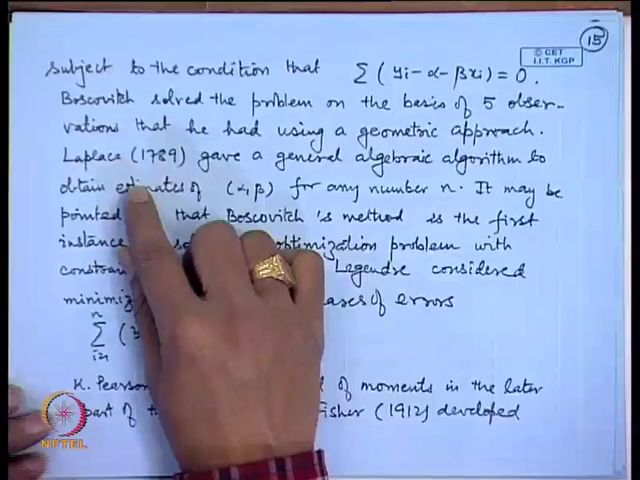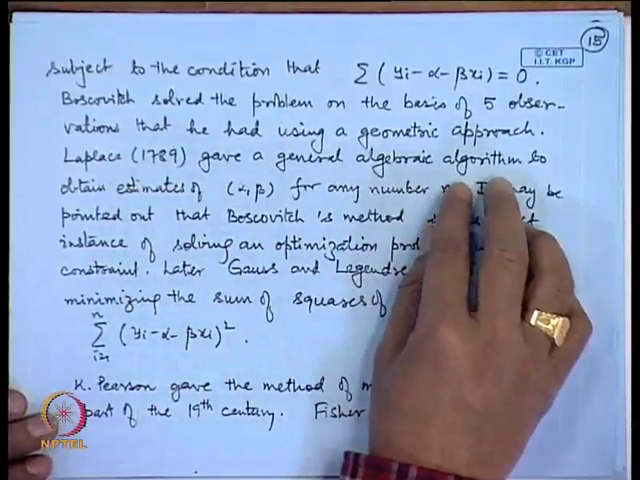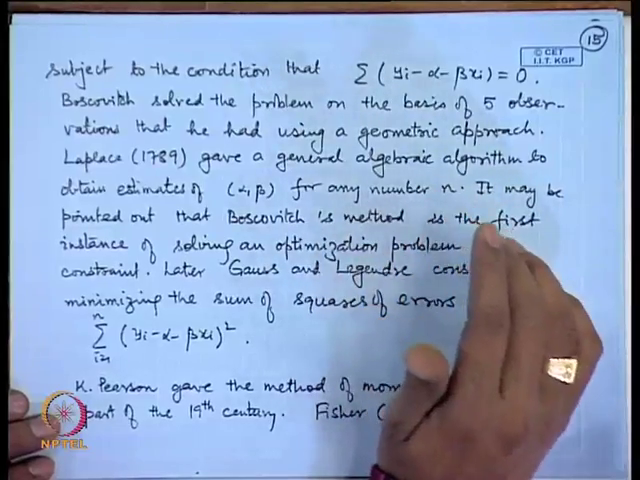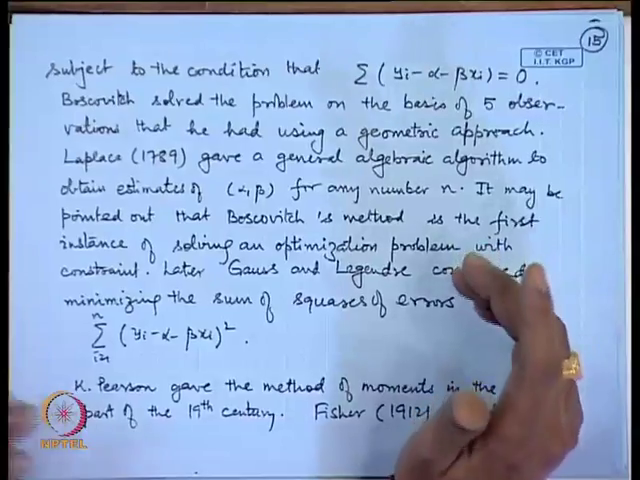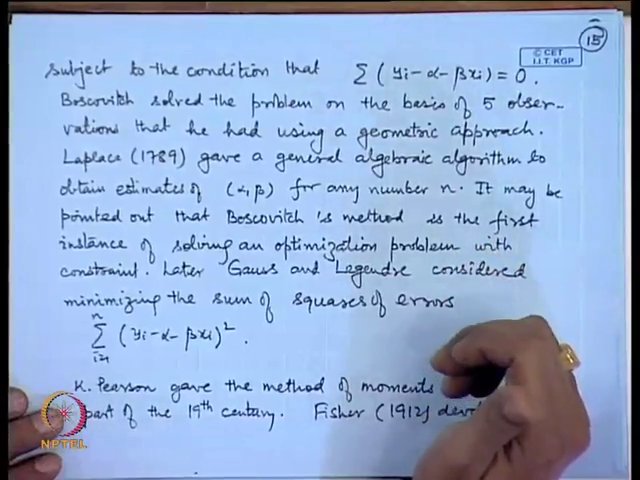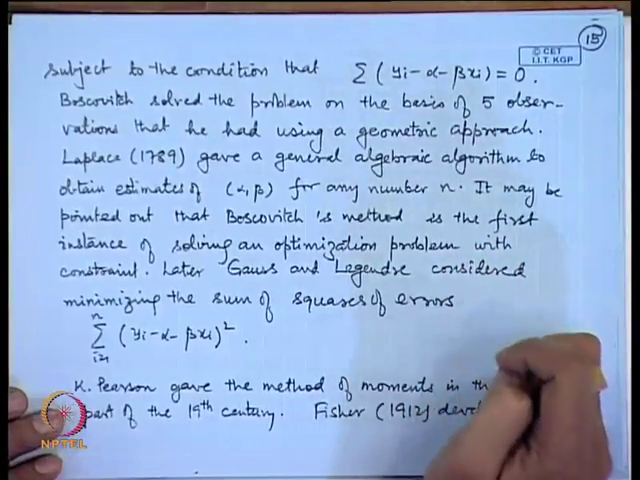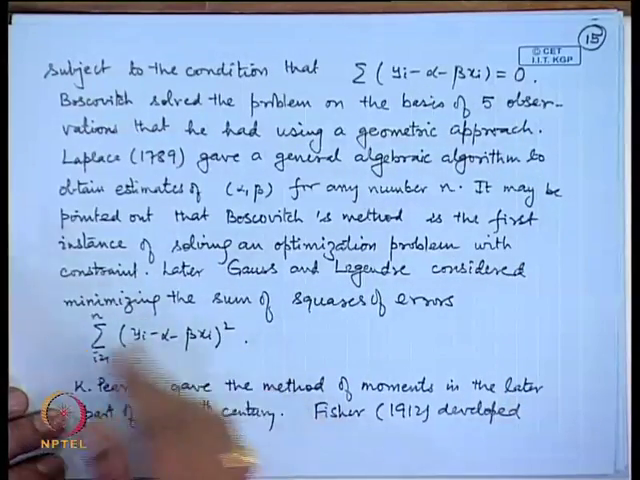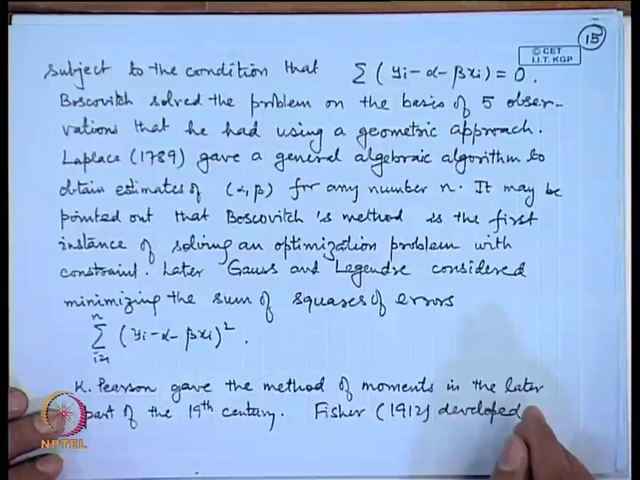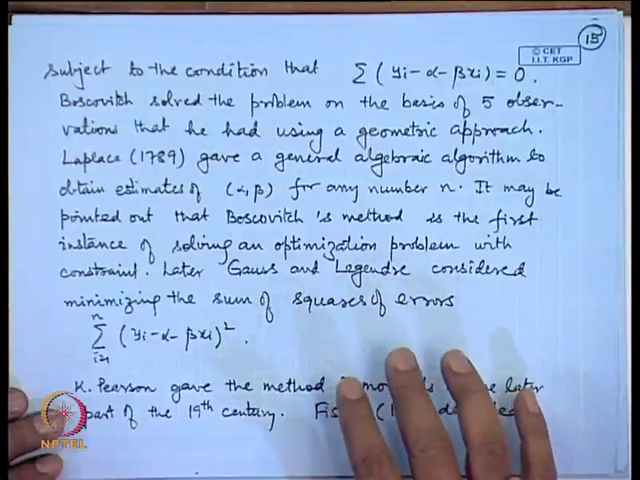Later on, Laplace gave a general algebraic solution to this problem. This can be considered as the first attempt to solve an optimization problem under constraints. Later on, Gauss and Legendre considered the minimization of the sum of the squares, and that is why it came to be known as the method of least squares. So, you can say modern statistical inference started as early as in the 18th century.